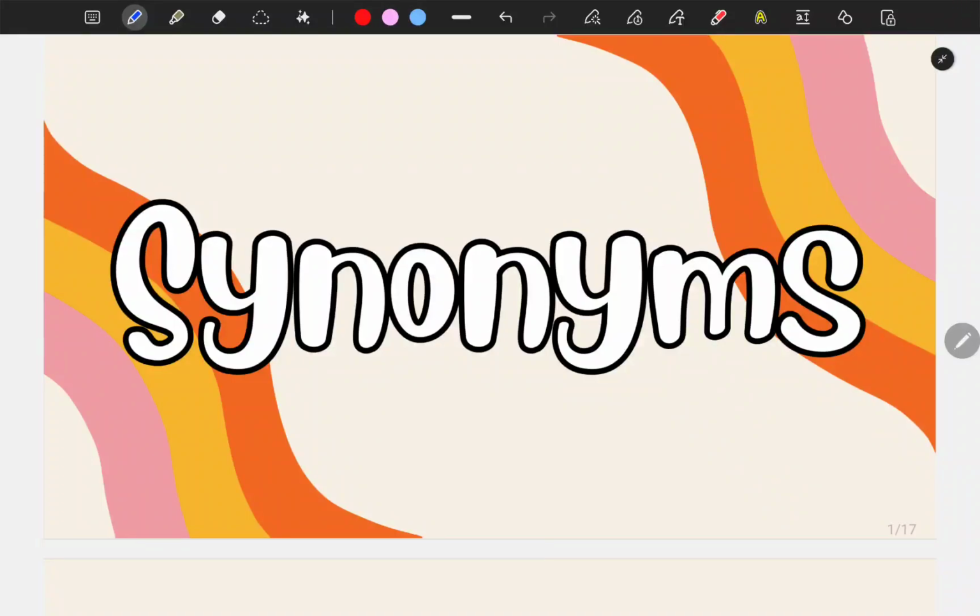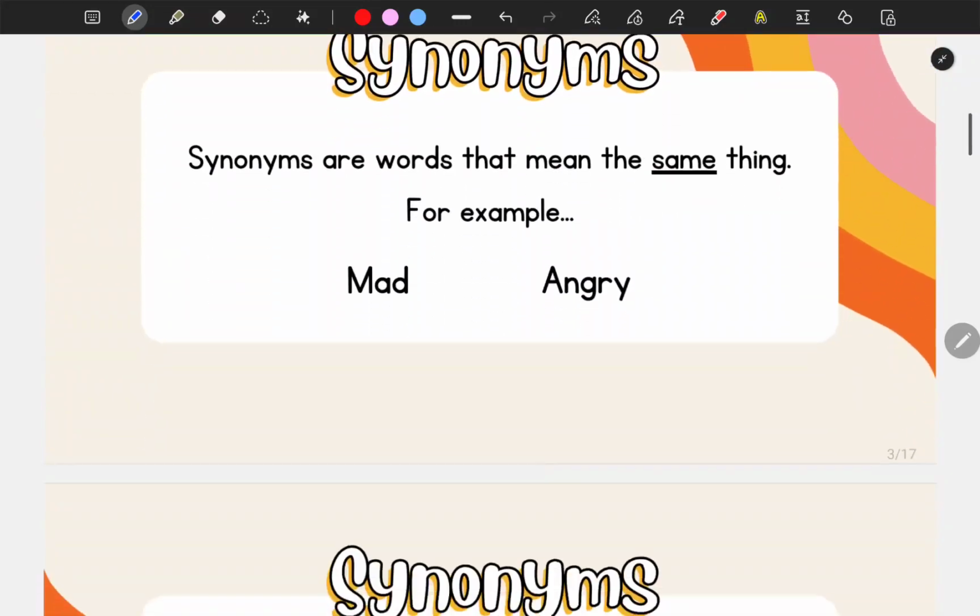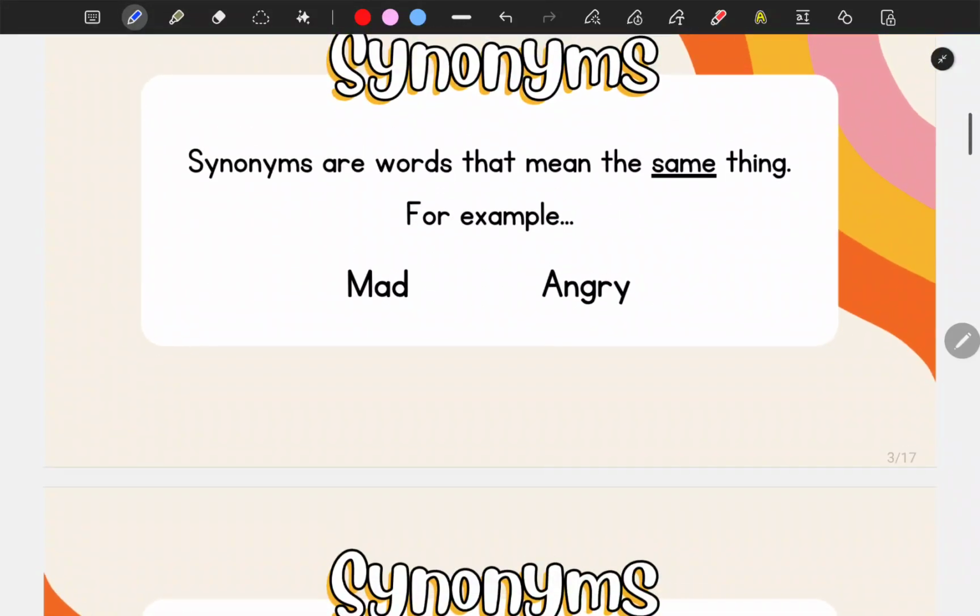So hello students, today we are going to learn about synonyms, and learning about synonyms is a great way to widen our vocabulary.